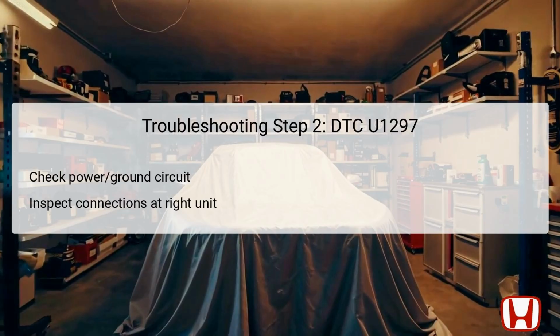The second troubleshooting step for resolving DTC U1297 involves checking the power and ground circuit connecting to the right side BSI radar unit. A disruption in power or grounding can severely impact the unit's operation, leading to communication failures. Inspect the wiring for signs of damage, corrosion, or loose connections. Ensure that the connections at the right side BSI radar unit are secure and clean, allowing for optimal conductivity.